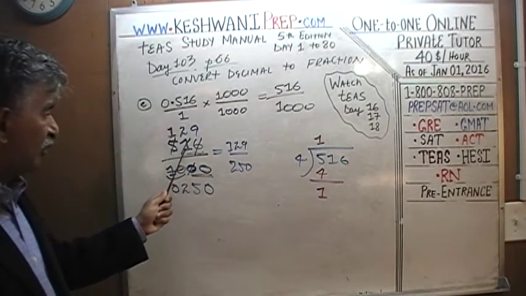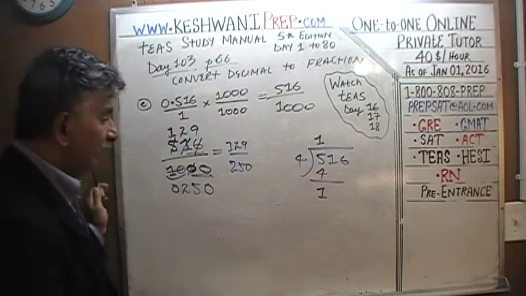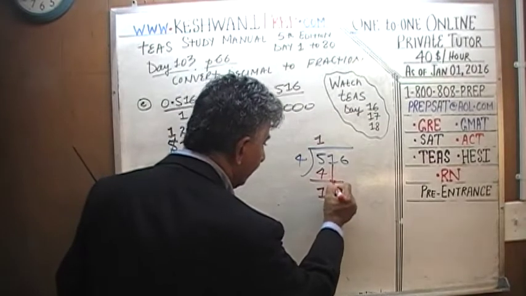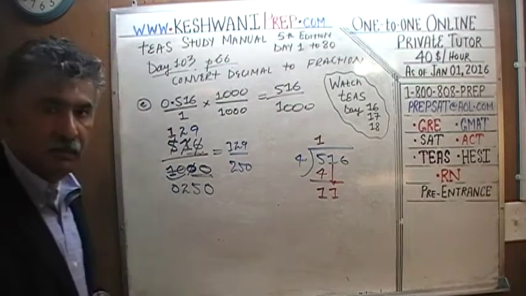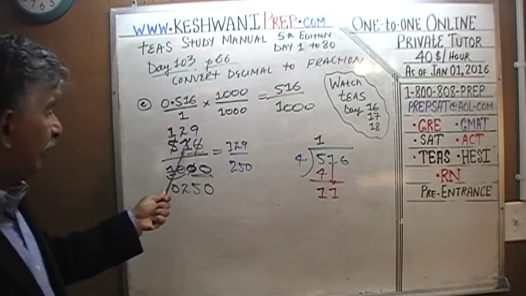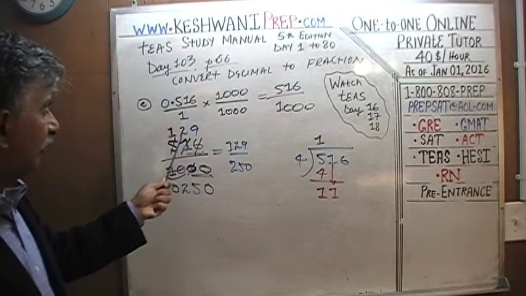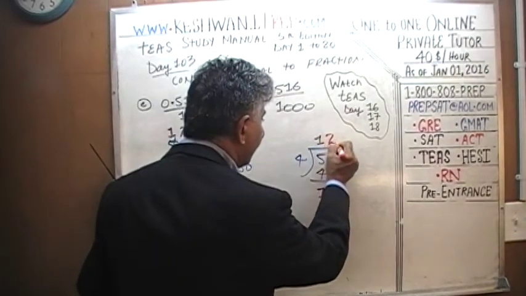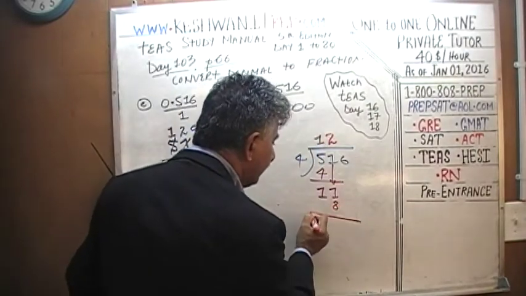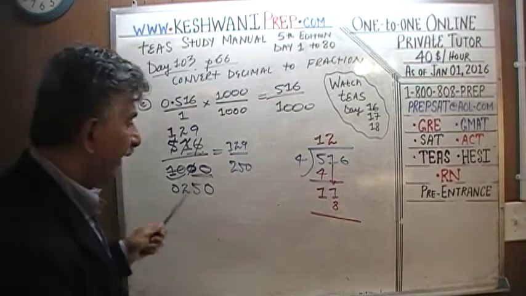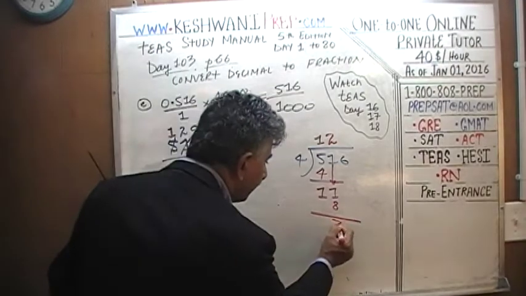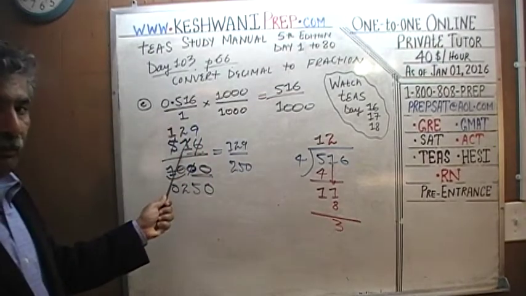That 1 goes and joins this one and becomes 11. How many 4s does 11 have? 11 has 2 4s. 2 4s are 8. After we take away 8 from the 11, we have a remainder of 3.